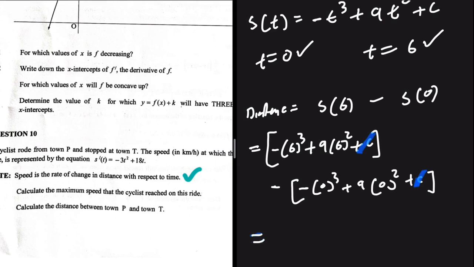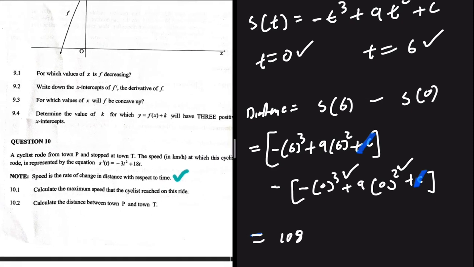So we can see that this will give us 0, right? So we can forget about that part and just focus on s of 6. s of 6, we're going to have minus 6 to the power 3, plus 9 multiplied by 6 squared. This is 108. So what does the question say? Calculate the distance between p and t. So we're talking about kilometers per hour. So 108 kilometers. Can a person cycle 108 kilometers? But that's what we have. That is the distance when we use an integral.